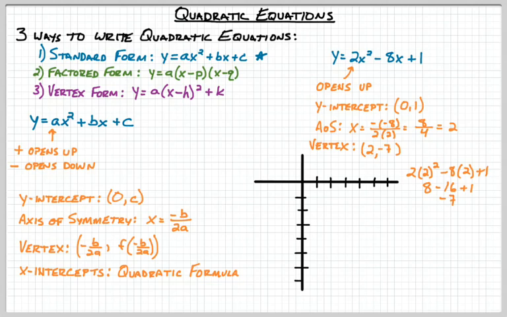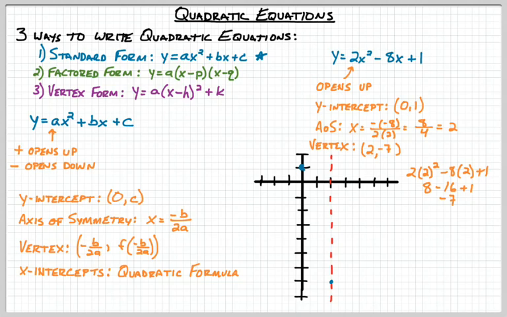So let's graph this thing. So we've got our whole graph lined up here. So let's start plotting some of these things. We know it's going to open up. We know we've got the y-intercept at 0, 1. We know we've got an imaginary axis of symmetry at the line x equals 2. We know we have the vertex at 2, -7. So if we go to 2, -7, where is that at? There it is, 2, -7.